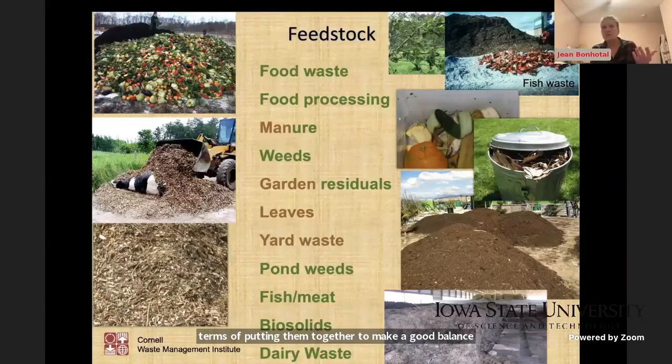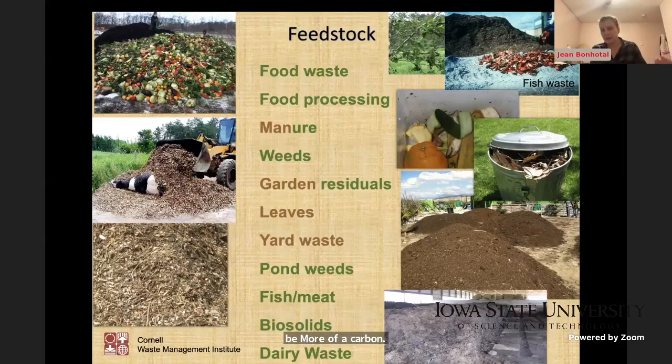So food waste, food processing waste, manure, it's got carbon and nitrogen in it. Everything really has carbon and nitrogen in it, but some has more, so we've put the primary color. Weeds, generally a lot of nitrogen. Garden residuals, half and half. Leaves, when they're really dry, are going to be more of a carbon, and brown, they've lost a lot of that material. When we wet them, then that nitrogen is still there, but when they're dry, they act as a brown or a carbon material. Yard waste, same way.